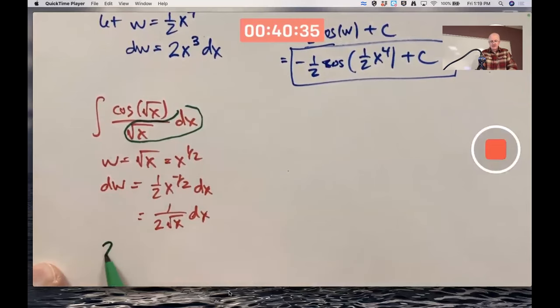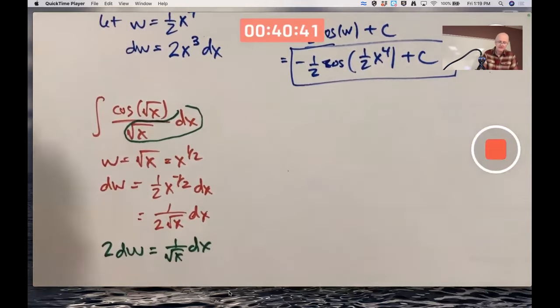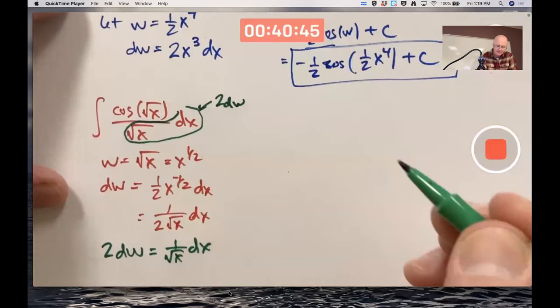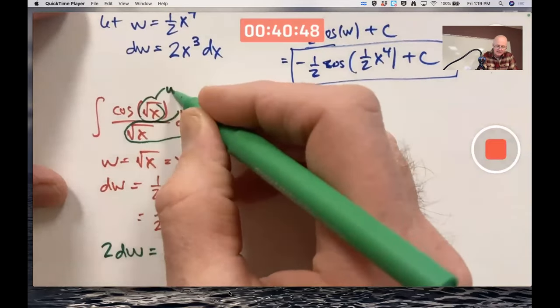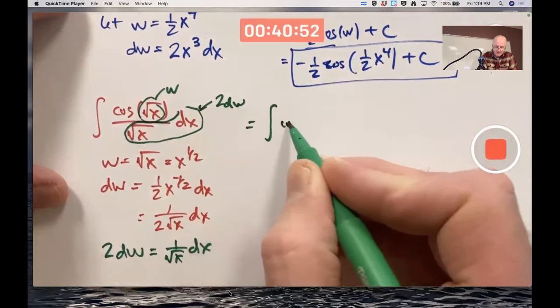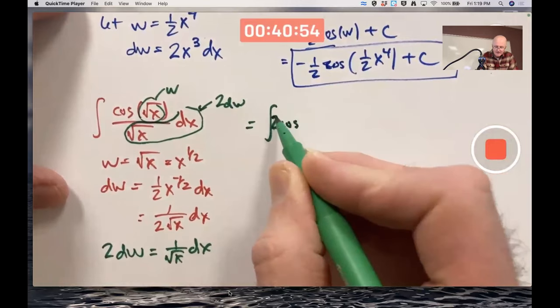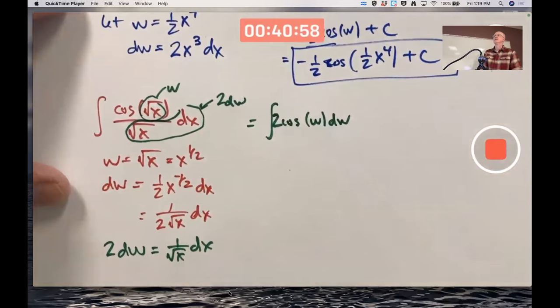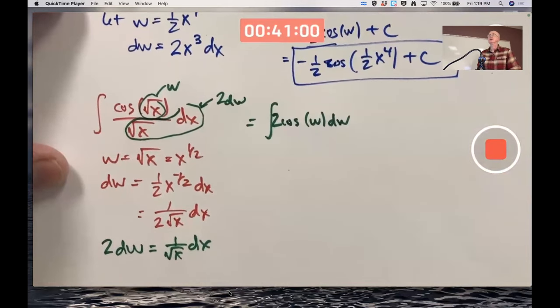Now multiply both sides by 2 to say 2 dw is 1/square root of x dx. So this, what I circled up here, is going to get replaced by 2 dw. And this gets replaced by just w. It might feel like this may not work. You know, you might be feeling like, is this really going to work? Try it, see if it works. And the ultimate proof is in the checking.